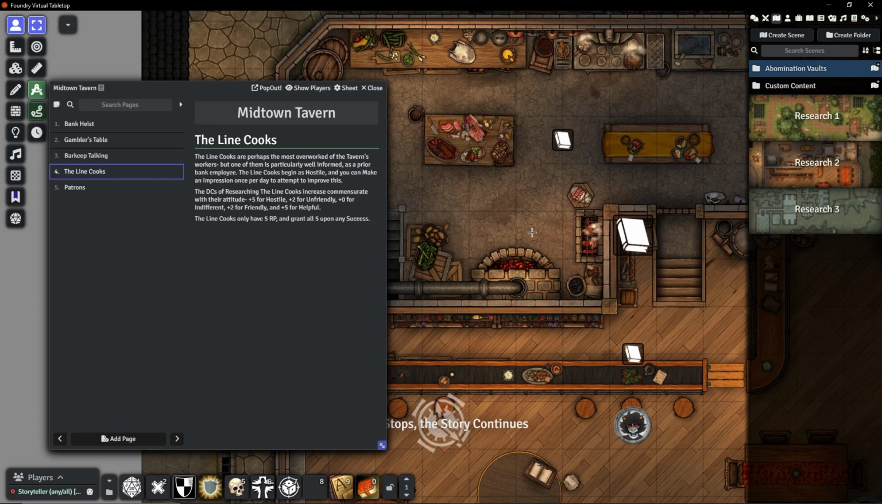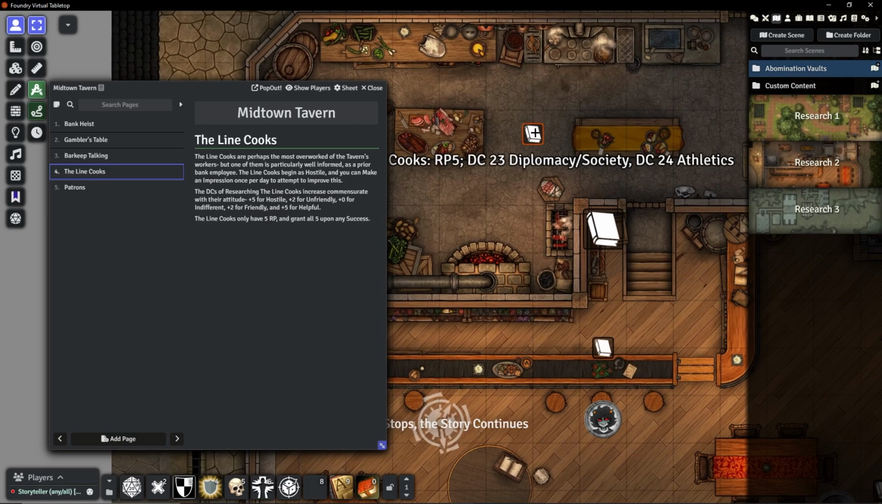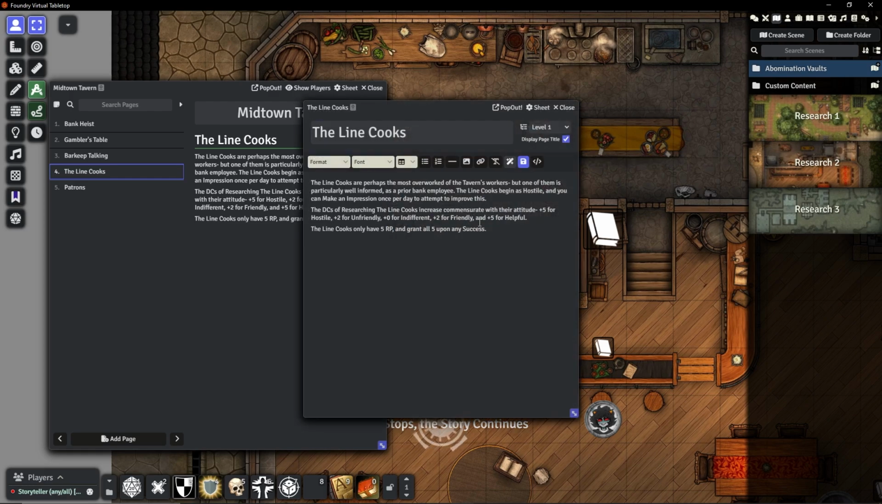The line cooks will begin as hostile, and you can make an impression once per day to attempt to improve that. And then the DCs of their checks increase depending on their attitude. So the DCs are 5 higher while they're hostile, and 5 lower if they're helpful. And I accidentally put plus symbols instead of minus symbols. There we go.